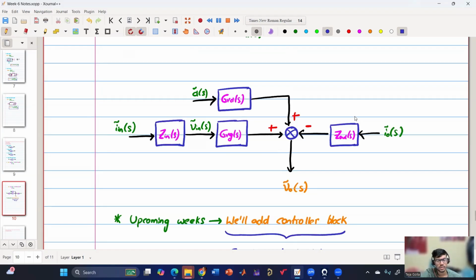For open loop boost converter, this expression will stay the same, right? Yes, the block diagram will remain the same, only the inside expressions will change. So this is generic. Z in of S, GVD of S, GVG of S, Z out of S are different for different converters, but the overall block diagram remains the same.